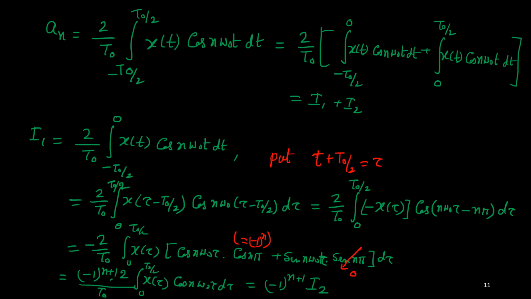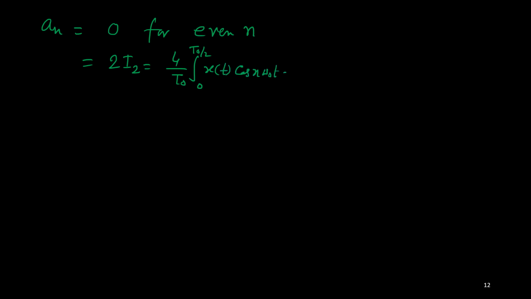So when n is even, then this is becoming odd, meaning minus 1. In that case, I1 plus I2 will become 0. Thus an equals 0 for even n, and it equals simply 2 times I2, which is 4 upon t naught, integration 0 to t naught by 2, x of t cos n omega naught t dt, for odd n.